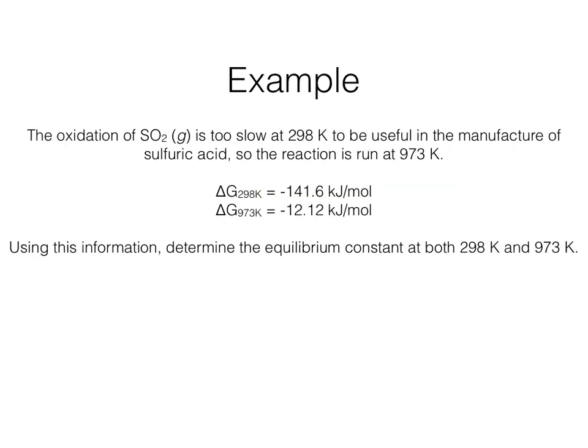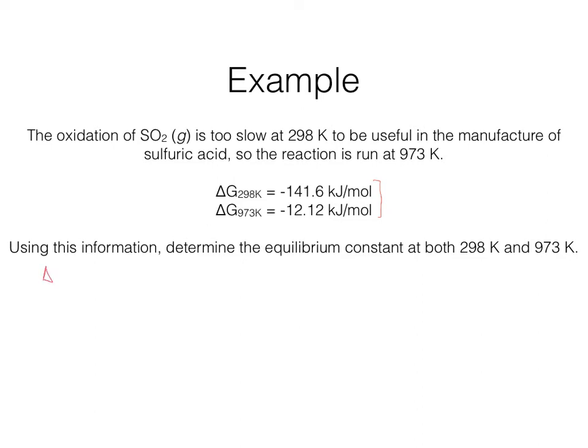Okay, so let's do an example. The oxidation of sulfur dioxide is too slow at 298 Kelvin to be useful in the manufacture of sulfuric acid. So the reaction is normally run at 973 Kelvin. And it gives us the values of delta G at each temperature. It says, using this information, determine the equilibrium constant at both temperatures.